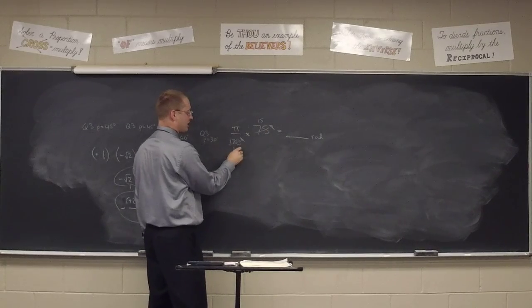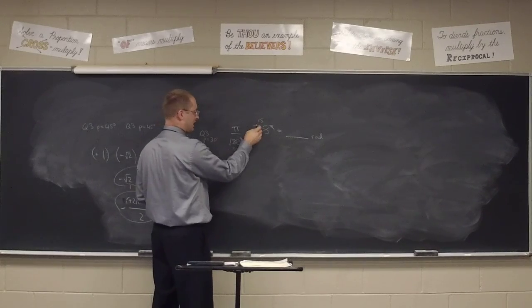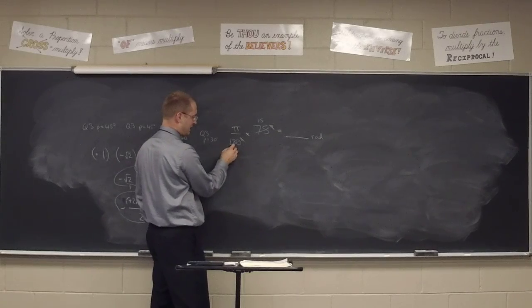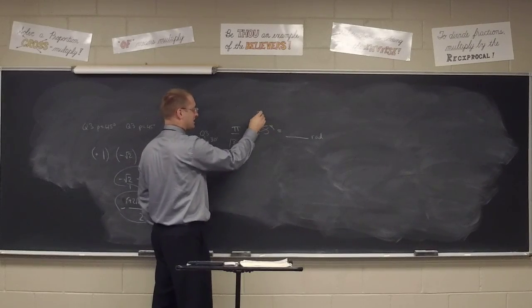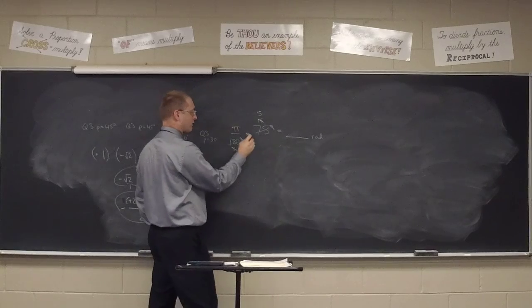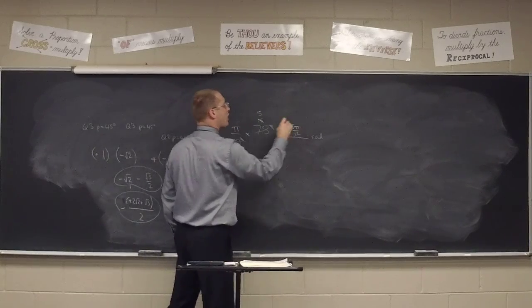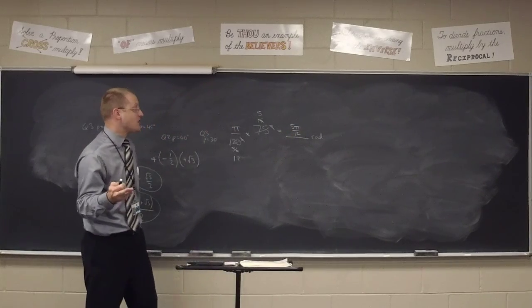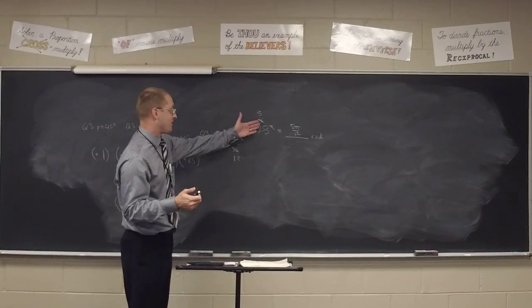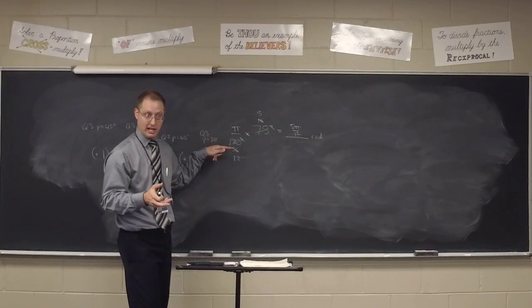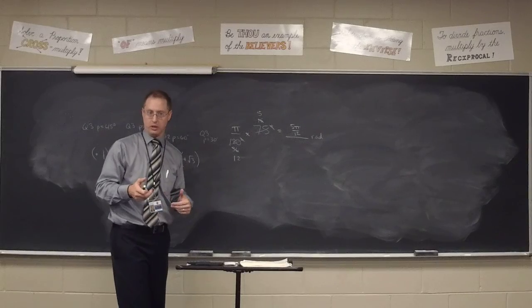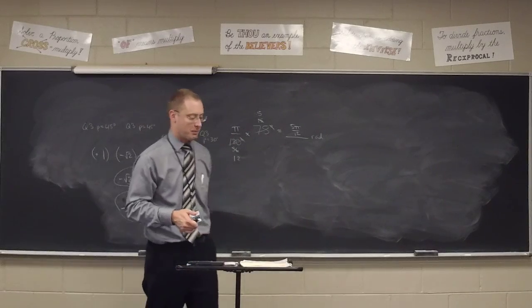You could also reduce by 5 to get 15 and 36. Oh, we're going to reduce by more. I could take out a 3 from each of these and get 5 and 12. And so we'd say it's 5 pi over 12 radians, right? It would be easier on your calculator to do 75 fraction bar 180 and let it reduce it to 5/12 for you, right? But we could do it by hand as well.